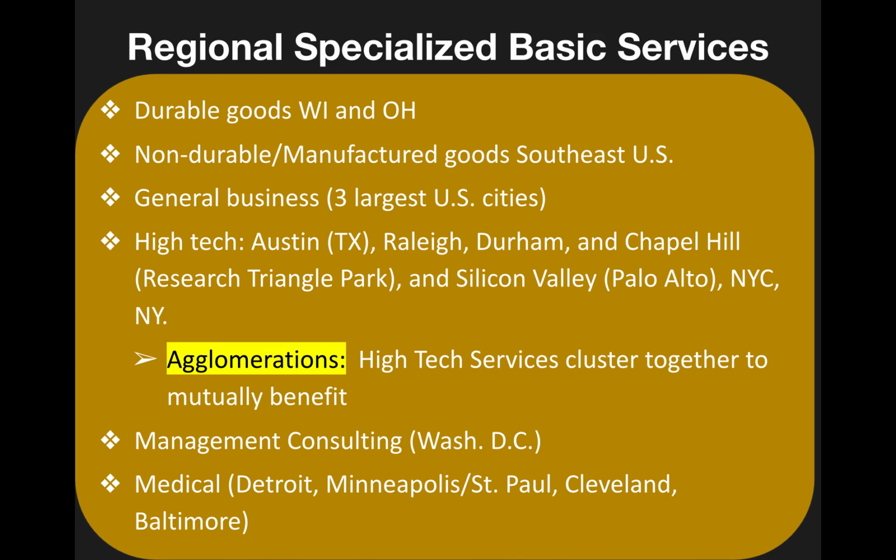three areas. And then we also have the high-tech sectors, the booming tech areas of the world as we move into this knowledge-based information world with the Tech Triangle in North Carolina or Silicon Valley in Palo Alto, or you can also look at the Boston tech sector, where we see agglomerations. And these agglomerations are going to be very important for regional specialization of coordinary basic technology services. And then you have management, which is found in Washington, D.C., and then medical, which I already mentioned, Minneapolis, St. Paul, but also Detroit, Baltimore, and Cleveland.